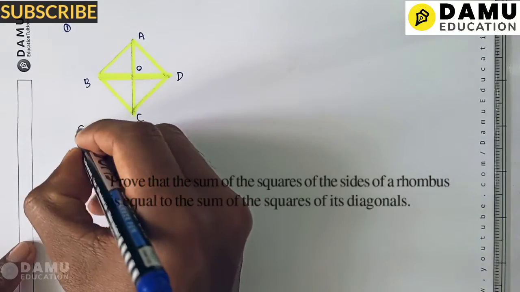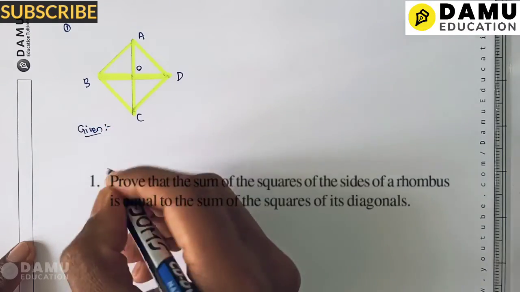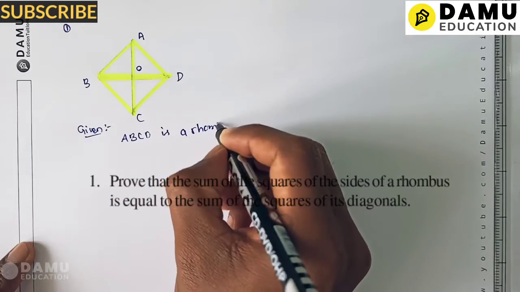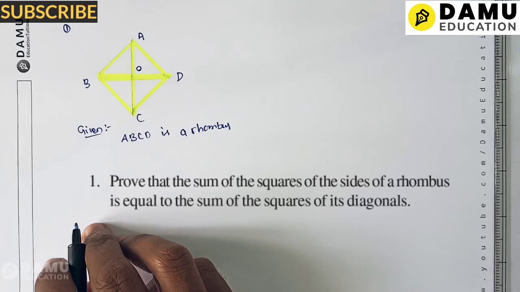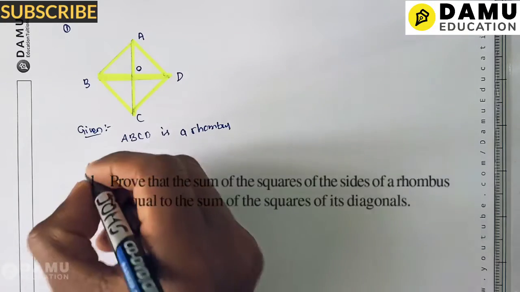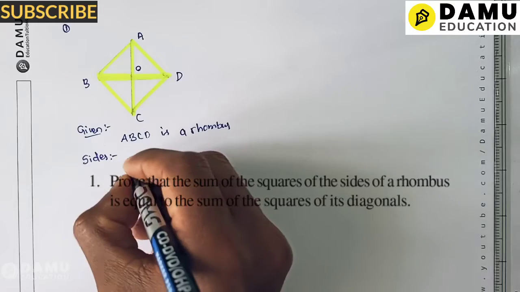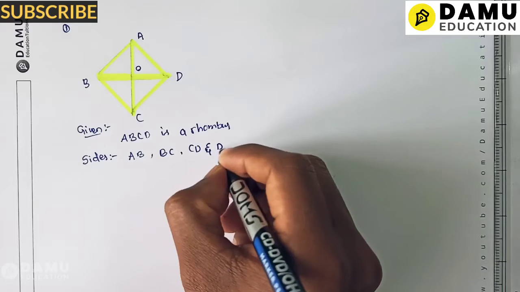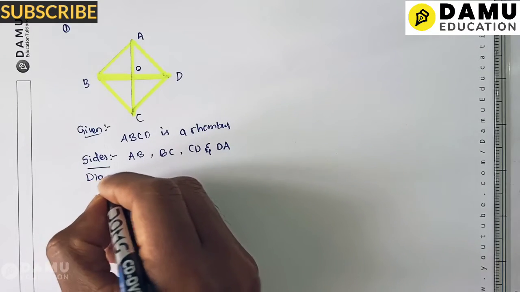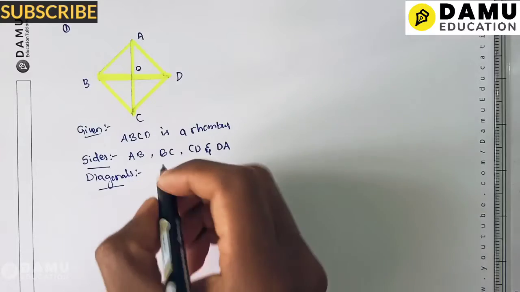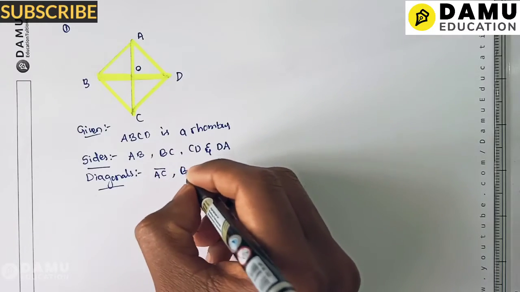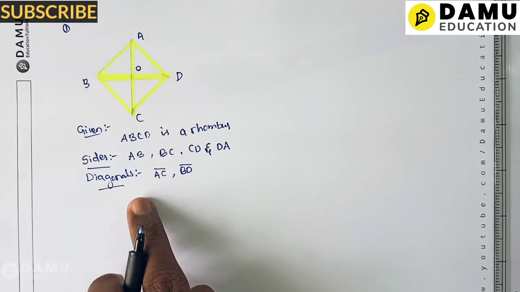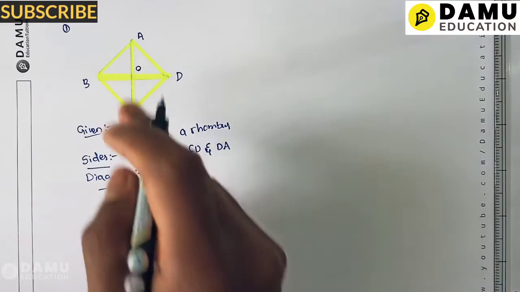So given that, let's write: given that ABCD is a rhombus. Next, whose diagonals? The sides are AB, BC, CD and DA, and the diagonals are AC and BD. So these are the diagonals and sides that are given. In the rhombus, the diagonals intersect at point O.